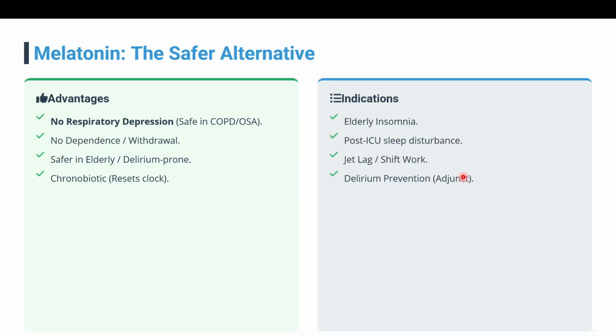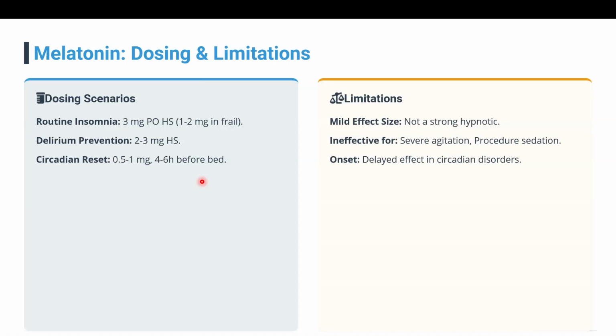So advantages, it has low respiratory depression, safe in COPD or OSA. There is no dependence or withdrawal. It is safer in elderly and delirium prone. It is a chronobiotic, which resets the clock. So dosing for routine insomnia: it is given as 3 milligram HS, 1 to 2 milligram in frail patients. In case of delirium prevention, up to 2 to 3 milligram HS. For circadian reset, it is 0.5 to 1 milligram, 4 to 6 hours before bed.